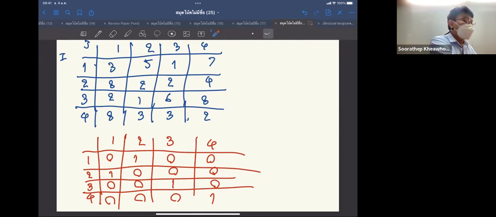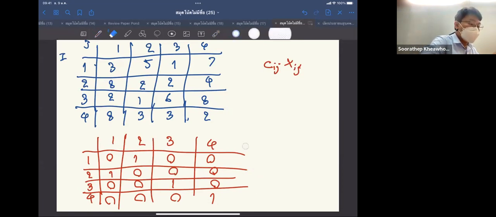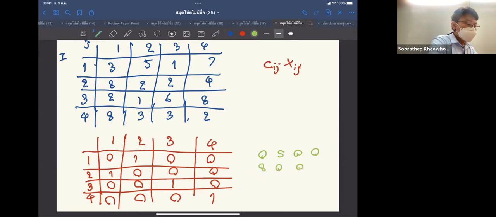And if I multiply Cij with Xij, we multiply element-wise, element by element. What is it? It becomes 0, 5, 0, 0, right? 8, 0, 0, 0, right? 0, 0, 6, 0, and then 0, 0, 0, and 2. Okay.